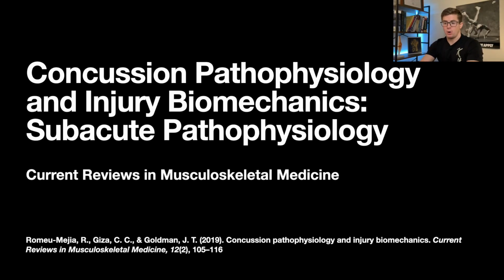This is the second part of an article review that I'm doing on concussion, pathophysiology, and injury biomechanics. Last time we went over the neurometabolic cascade, which is the first section in this article. The next section and the following subsections under that are what we're going to be going through today, which is titled Subacute Pathophysiology. Again, it's published in Current Reviews, Musculoskeletal Medicine, and it's going to be cited in the description as usual, so you can follow along if you want to.